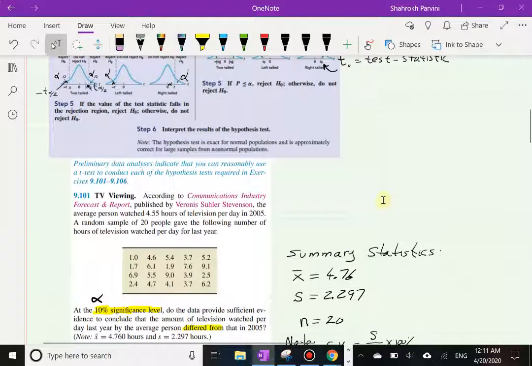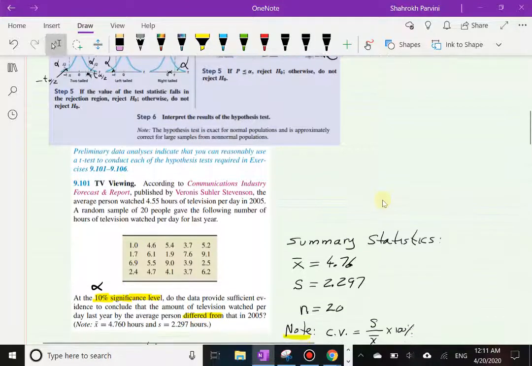In this exercise, we're looking at number 101. According to Communications Industry Forecast and Report published by Veronis Suhler Stevenson, the average person watched 4.55 hours of television per day in 2005. A random sample of 20 people gave the following number of hours of television watched per day for last year.